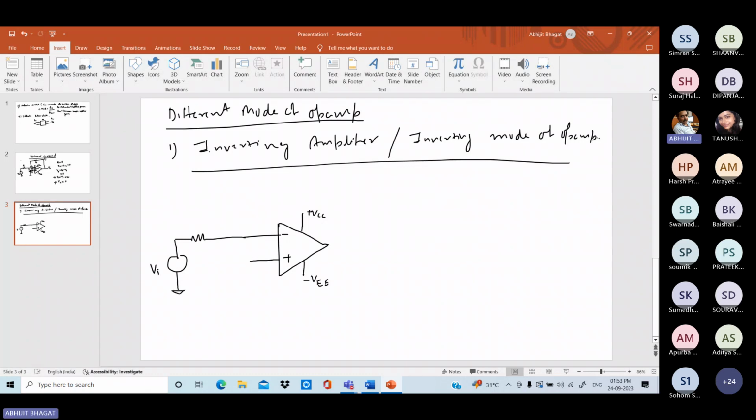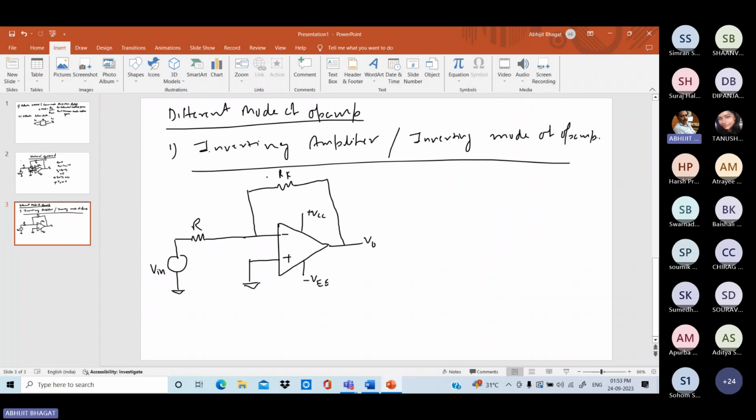Suppose Vin is the input voltage at the inverting terminal, R is the input resistance. Here this terminal is grounded and output is V0. Output is V0 and there is the feedback path RF. Same circuit as the previous one. RF is the feedback resistance.